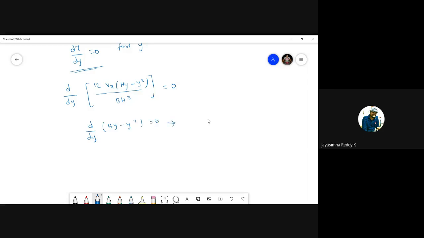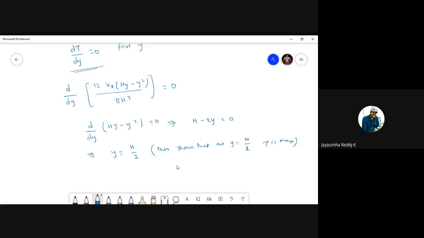This implies, what does this imply, students? H minus, so d by dy of Hy becomes h, and of y square becomes 2y, so h minus 2y is equal to 0. This implies y is equals to h by 2. This shows that at y is equals to h by 2, tau is maximum.